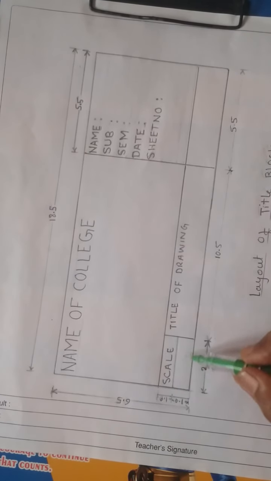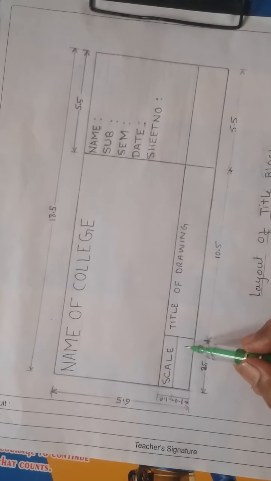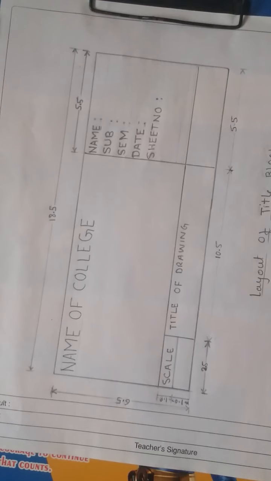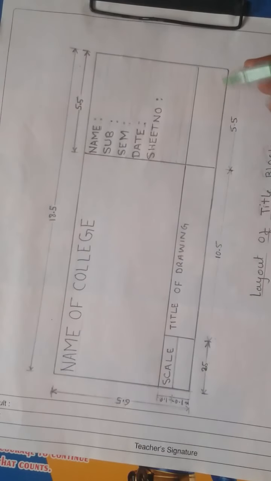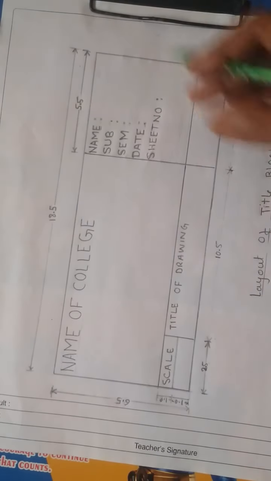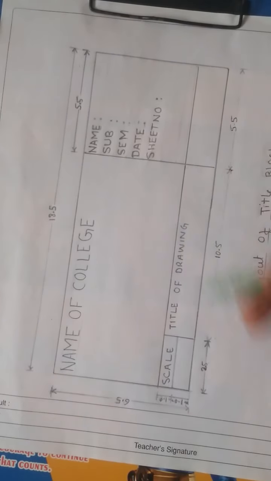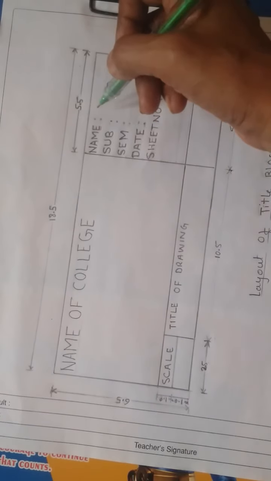For example, 1 is to 100, 1 is to 50, 1 is to 500. The scale which is used to draw the drawing will be highlighted here. The width of this scale block will be 2.5 centimeter, and the remaining 10.5 centimeter will be used for highlighting the title of the drawings. And here all the information related to the drawing will be highlighted. If we are using it as students, we are going to highlight this information. If this will be used for company purpose, for recording or administration purpose, here the information will differ.